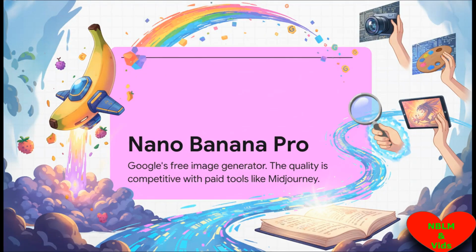Next, for creating those really high-end marketing images, we've got Nano Banana Pro. Now, this is Google's top-of-the-line image generation model, and they've built it right into the free version of Gemini. The main thing to know here is that the quality is just incredible. The images it makes can seriously go head-to-head with expensive tools like Midjourney.